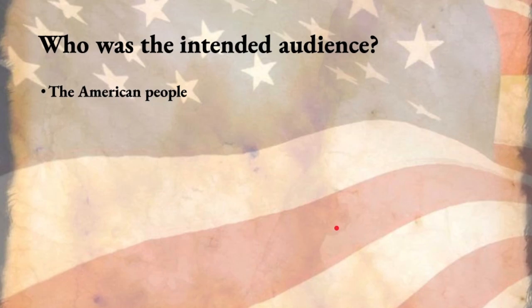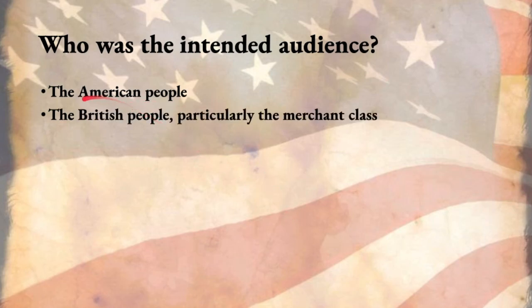Thomas Paine's Common Sense went a long way with helping that, but they have to convince the American people with this document that this is the only choice. They have to convince the British people, particularly the merchant class. These people weren't thinking in the moment. The founding fathers were thinking steps ahead of the game. They were playing chess. So they know that after the war, they're going to have to repair their ties with Britain. Britain will be their main trading partner.